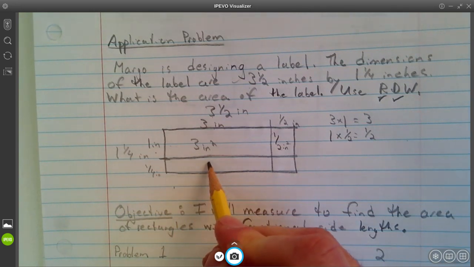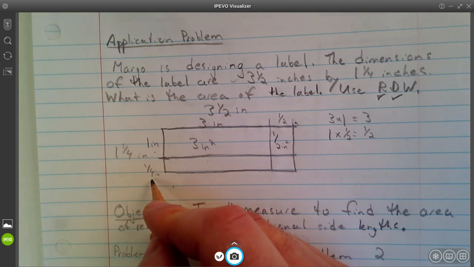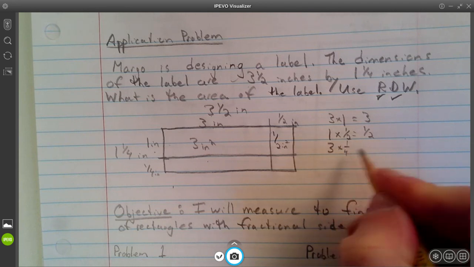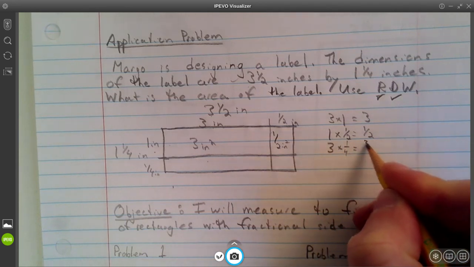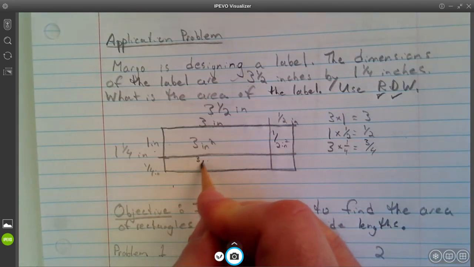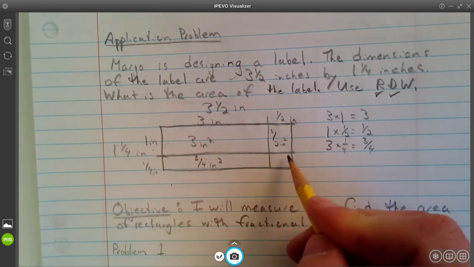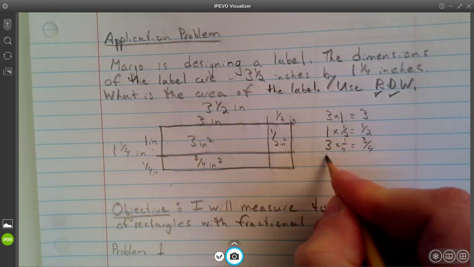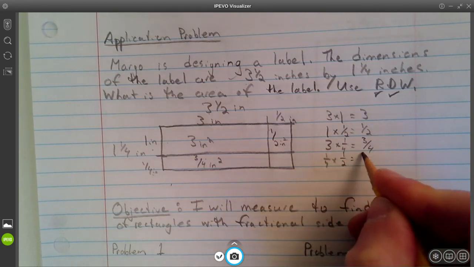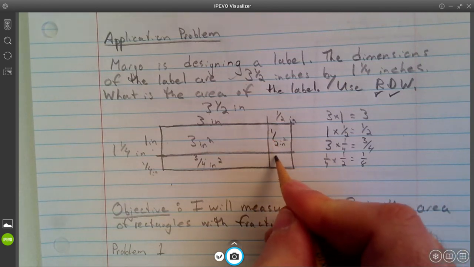3 times 1/4. Well, let's see. 3 times 1/4. That's going to be what? 3 times 1/4 is going to be 3/4. And each of these is square units, so 3/4 inches squared. And 1/4 times 1/2 here. 1/4 times 1/2 is 1/8. 1/8 inches squared.